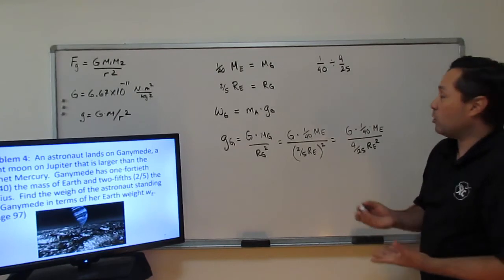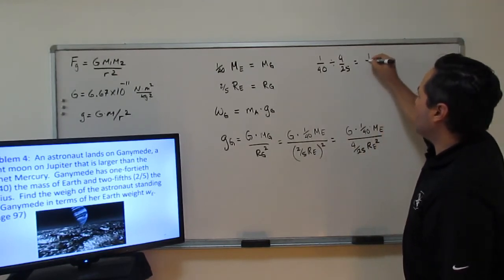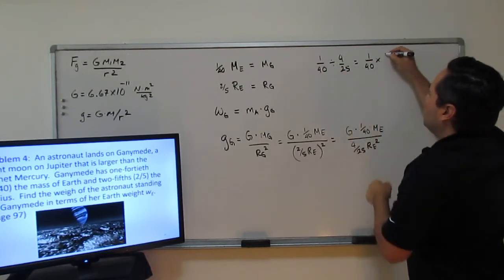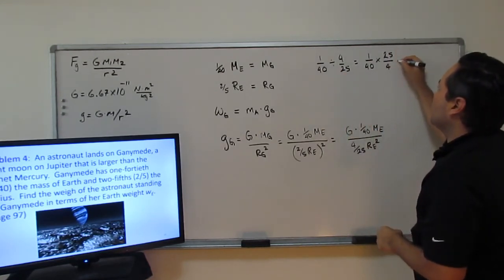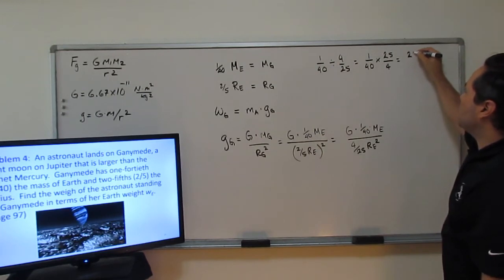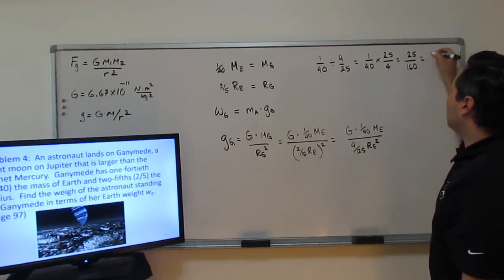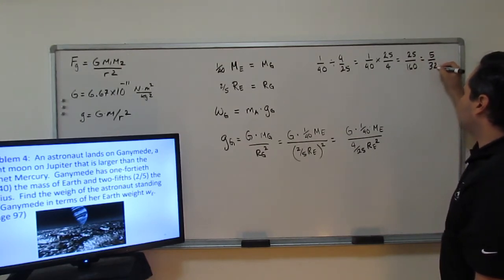Now what is that? You can plug it into your calculator, but let's do it by hand. Remember that when you divide, it's the same as multiplying by the reciprocal. So we're going to do that. It's going to give me 25 over 160. And if I reduce it, it's really 5 over 32.